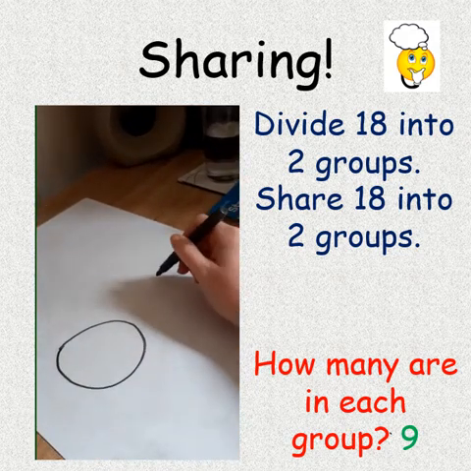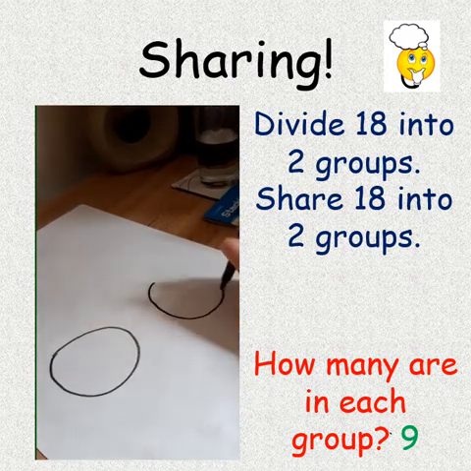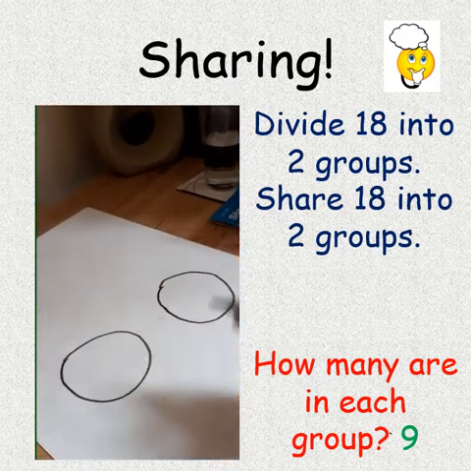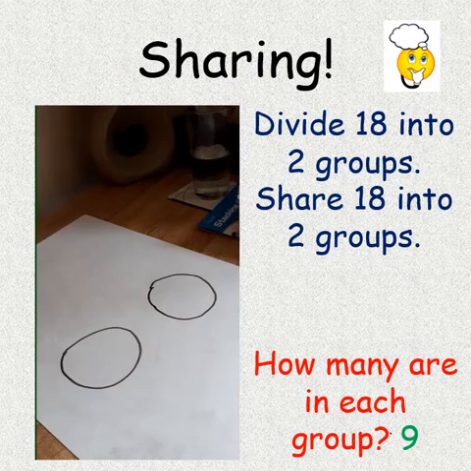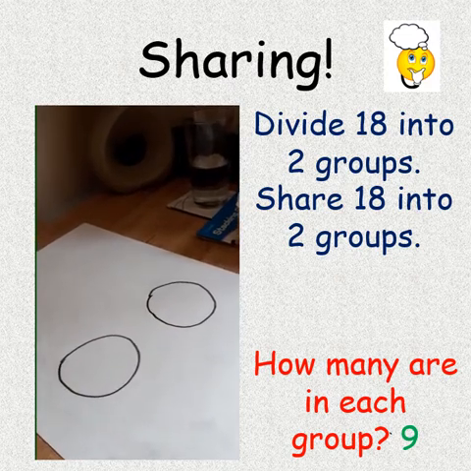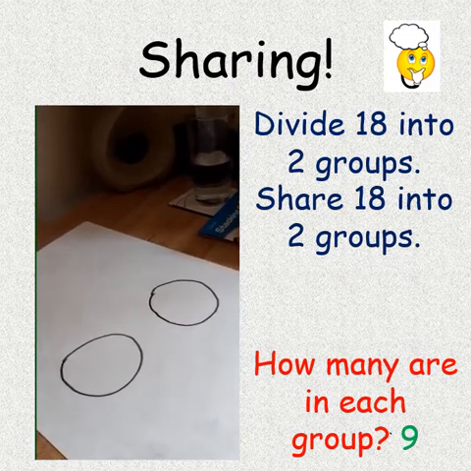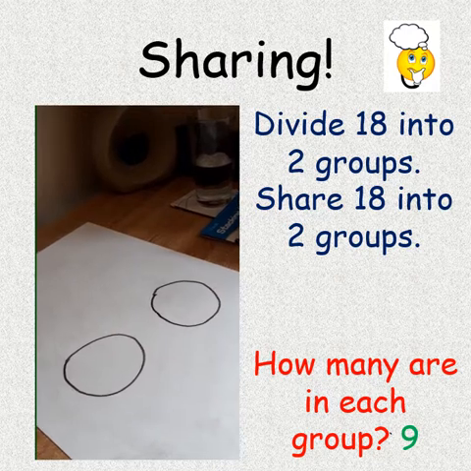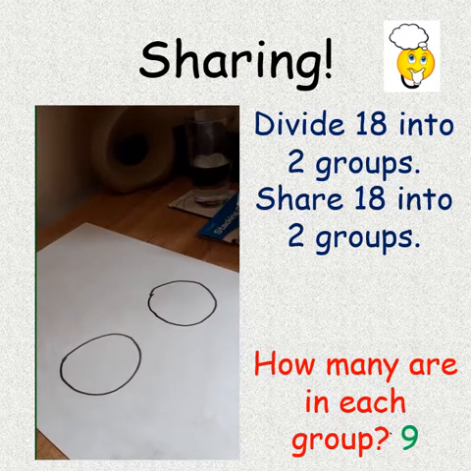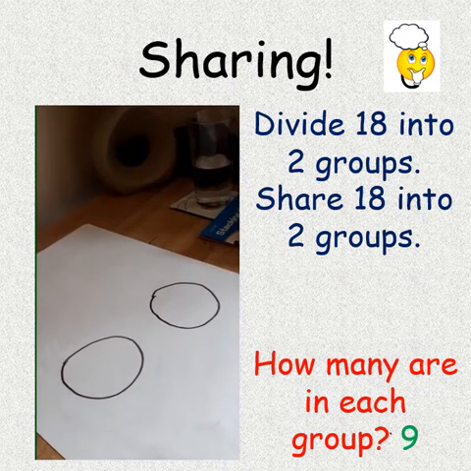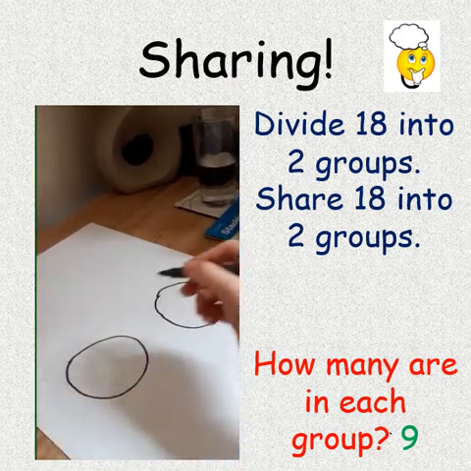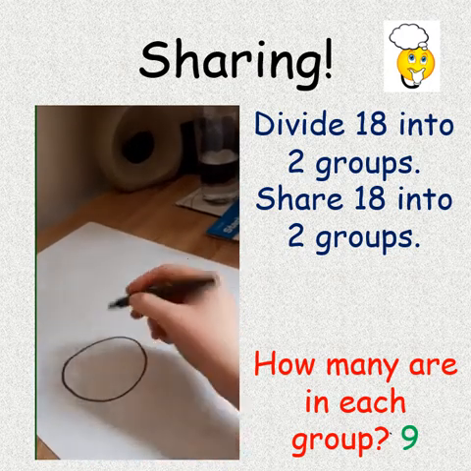When you're drawing your circles, don't do them too small because you won't fit all the counters in when you're drawing them. But don't do it too big either, okay? So I've done my 2 groups. How many counters do I need to share between the 2 groups? Super, I do. I need to divide 18. So I'm going to go in order so I don't lose track, okay?